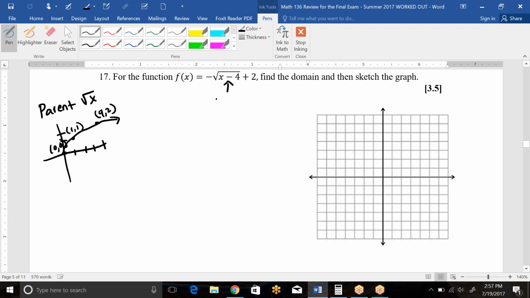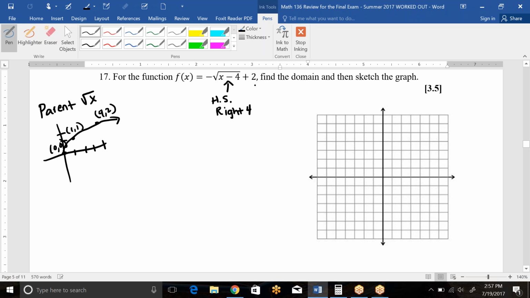Anything inside is going to be what we call a horizontal shift if it's added or subtracted here. Now if there's a number in front of the x, that's different. That would be a stretch or compression. But if they have something added or subtracted inside that parent part, the square root of x, it's a horizontal shift. And horizontal shifts, you always do exactly the opposite of what you see here. So since they subtracted 4, to recenter, we would need to think about adding 4 or going right 4.